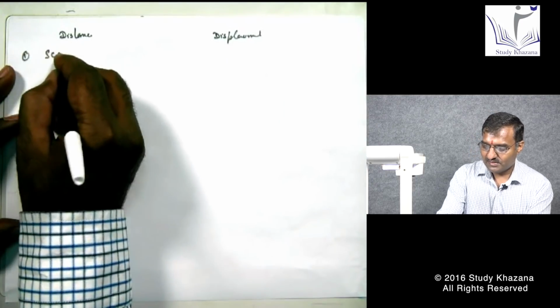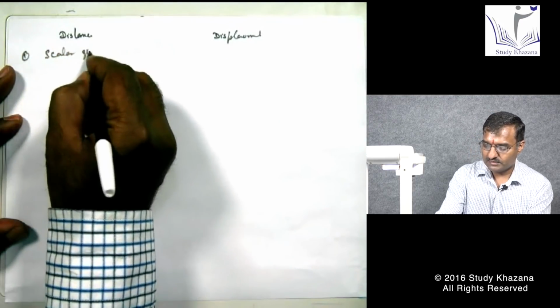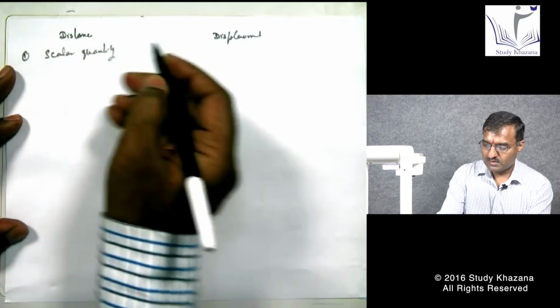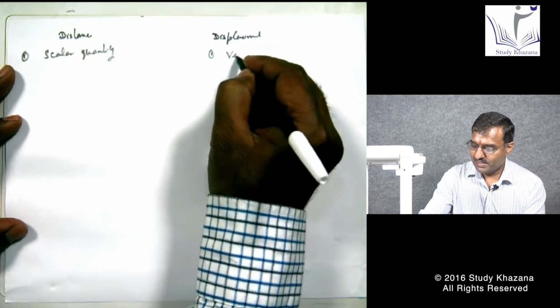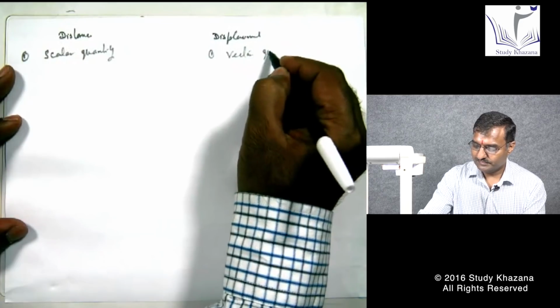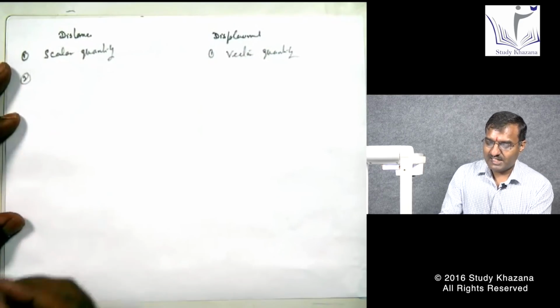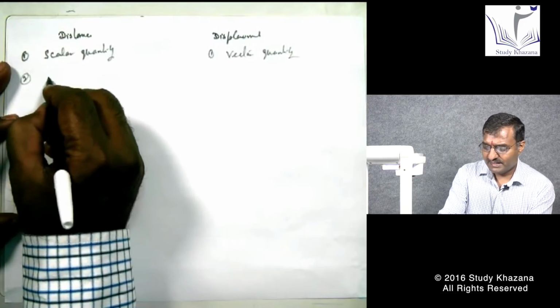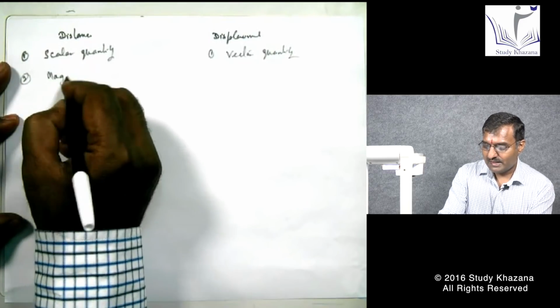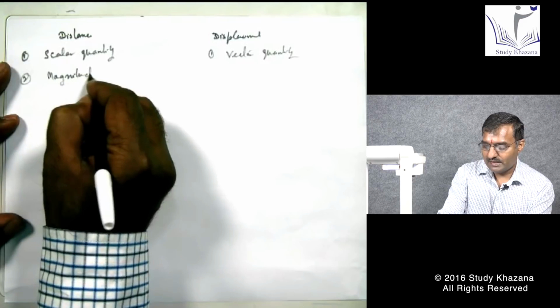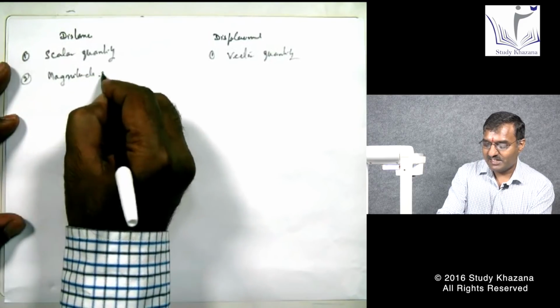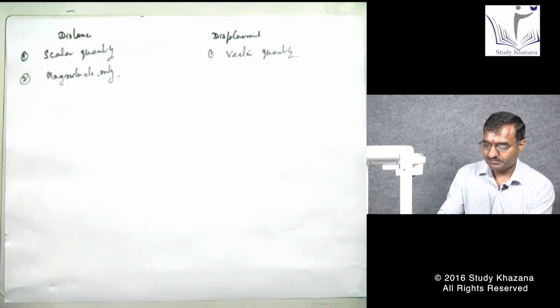Distance is a scalar quantity and displacement is a vector quantity. Now what is the meaning of scalar quantity? Distance means here we are considering magnitude only.